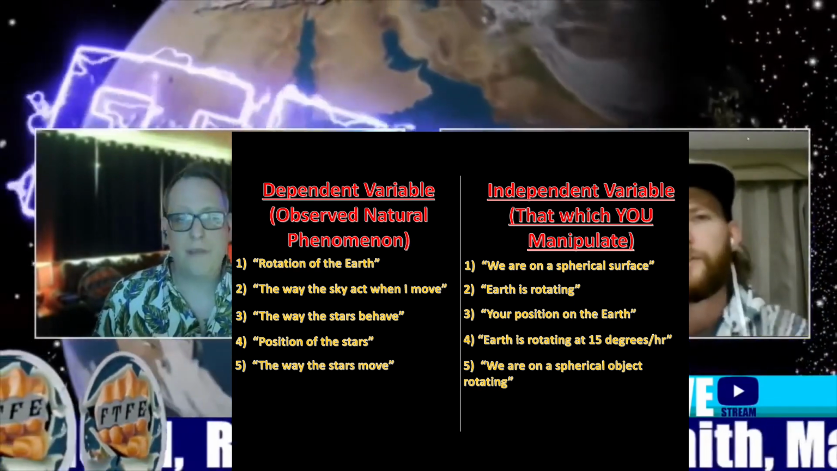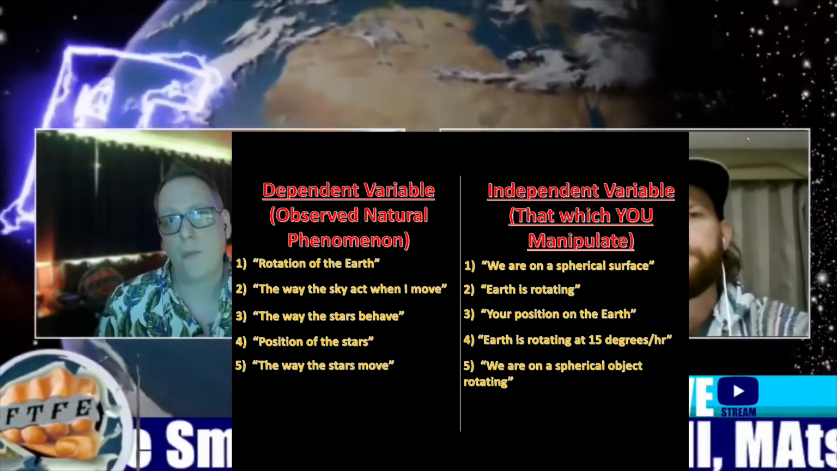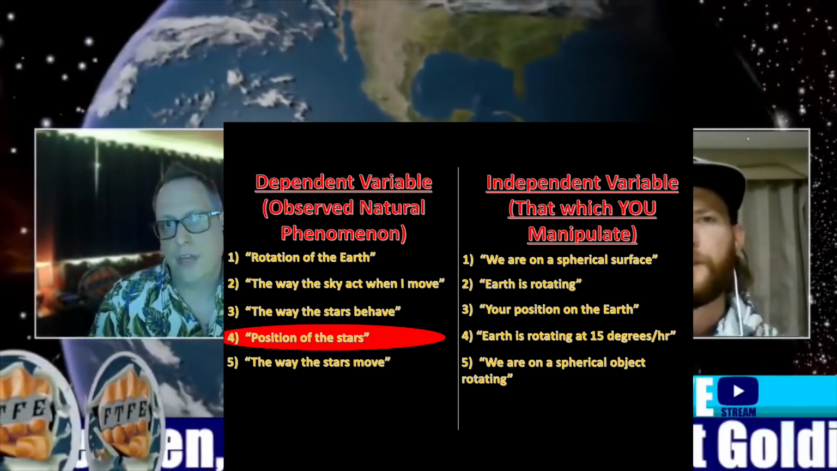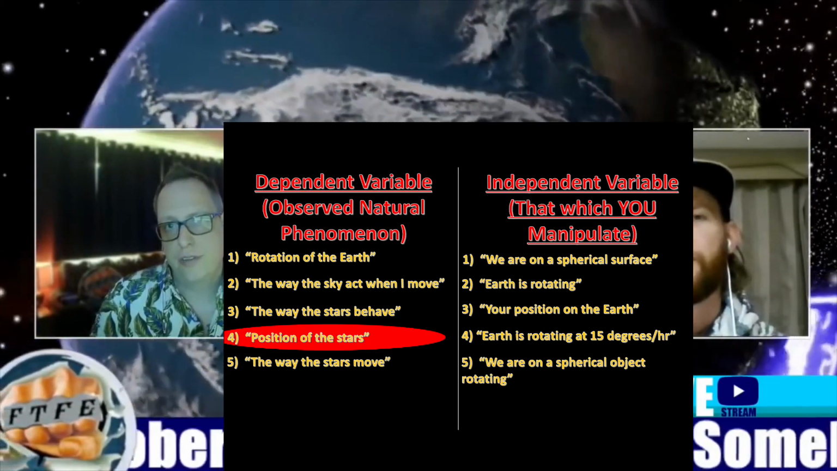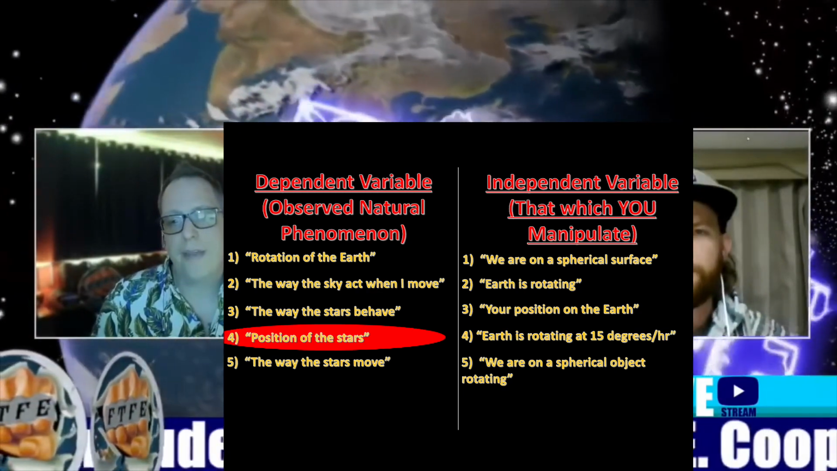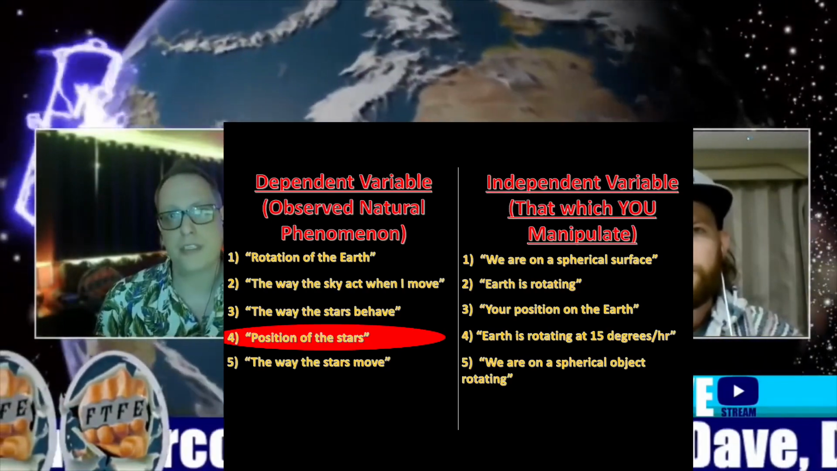The rotation of the sky or rotation of the Earth? My dependent variable will be the position of the stars in the sky. That's something that can be measured, right? Position or the rotation? Well, what are you observing? Again, your prediction is separate from the hypothesis, right?